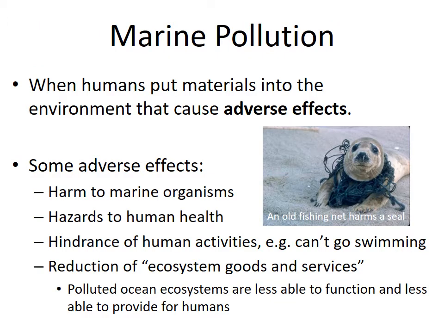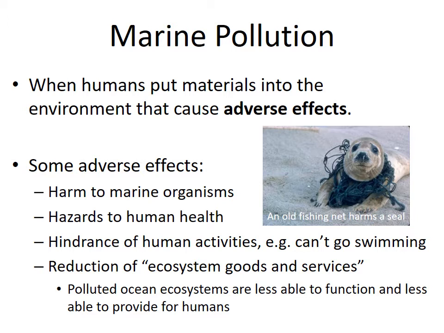Alright, so before we get too deep into the details, let's do the basic work of defining what pollution is. A pollutant is something that humans put into the environment that causes adverse effects. So any material that we put into the environment that causes adverse effects, and adverse effects are any kinds of harm. So it could be harm to marine organisms, like you see this old fishing net that has gotten snagged around the neck of the seal here, so that's obviously harming that marine organism.